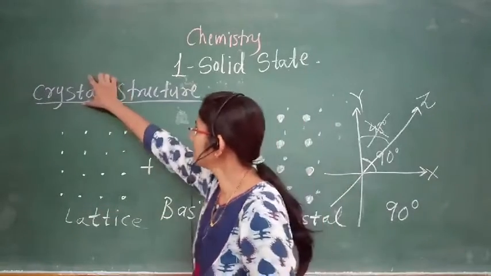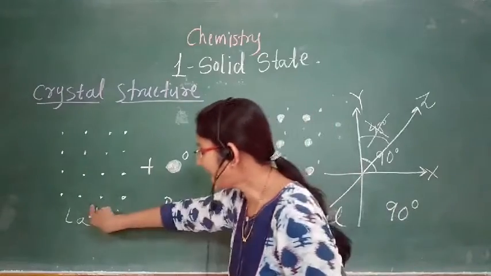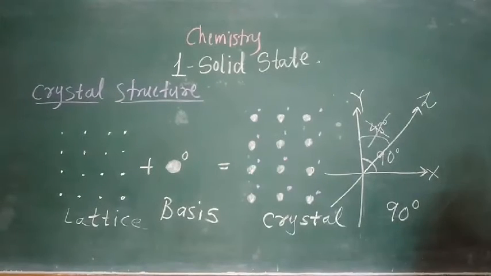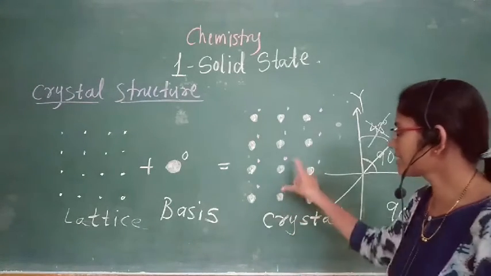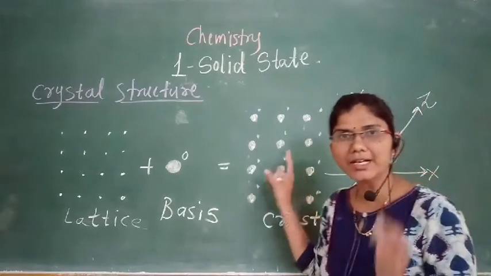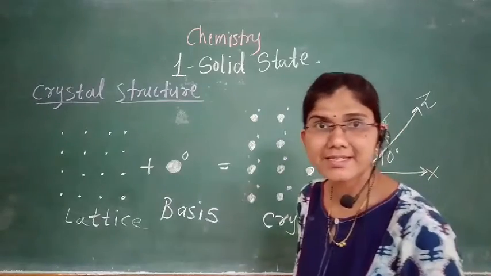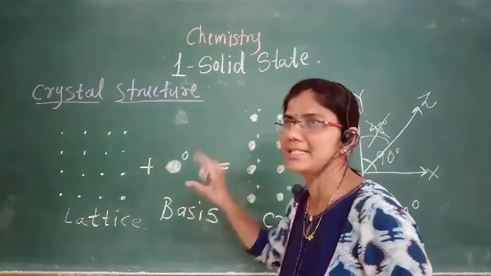And therefore, what is a crystal structure? How is the crystal structure formed? It is formed by the lattice and the basis, and therefore the ordered three-dimensional arrangement of particles in a crystal is described. This is the ordered three-dimensional crystal structure, the ordered three-dimensional arrangement of particles in a crystal, which is described with the help of these two terms called lattice and basis.